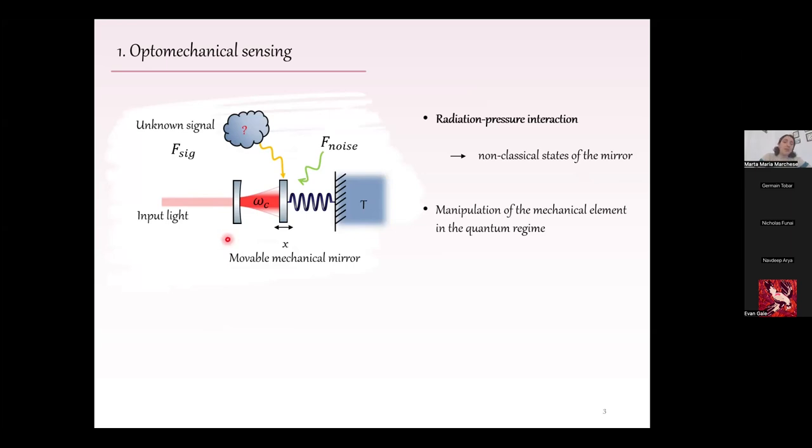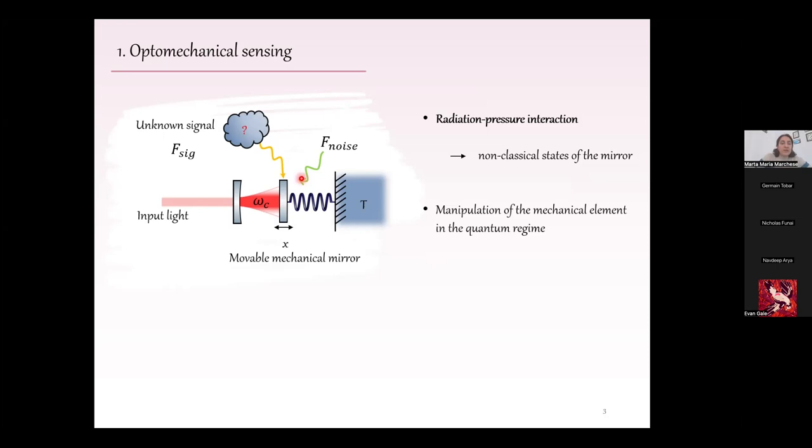Okay. So, when we talk about optomechanical system, the most prototypical example that we have in mind is when we have two mirrors in front of each other. One of the two is movable because it is attached to a spring. And it is movable because when we inject some light in the cavity, then because of the radiation pressure force, the light impinging on the mirror will transfer some momentum and the mirror will start to move.